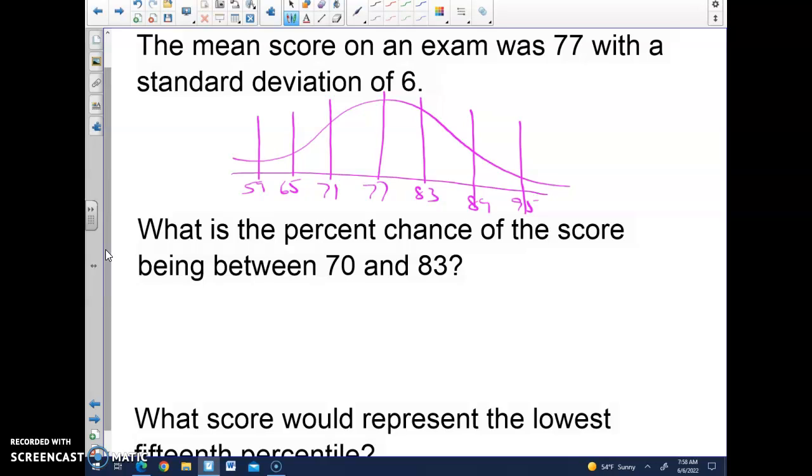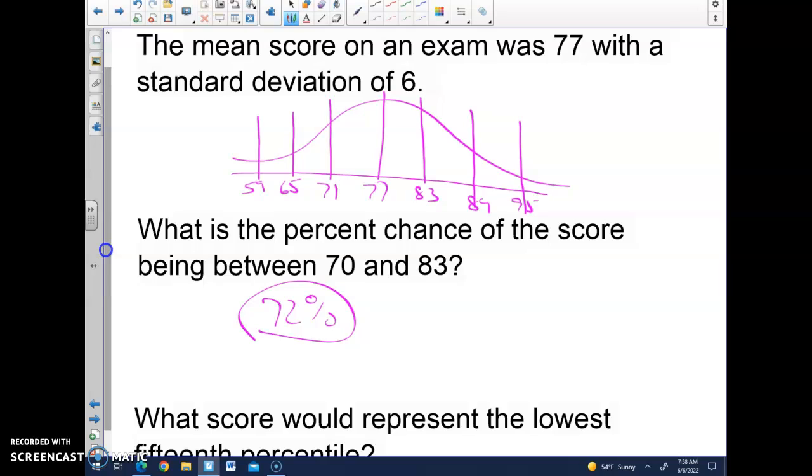Okay? My lower number here is 70. I put that in as my lower. My upper is 83. I put it in as my upper. My average is 76, and my standard deviation is 6, and then I hit enter 3 times. And I get 71.9, or about 72%. Now, this should make sense in this sense.